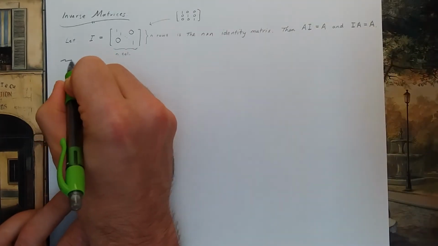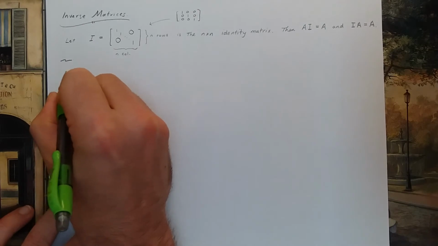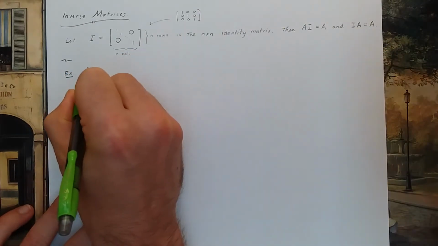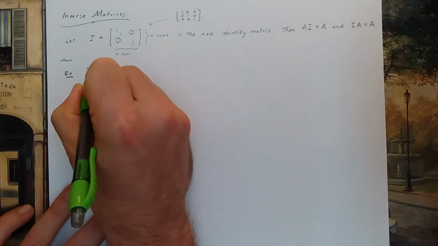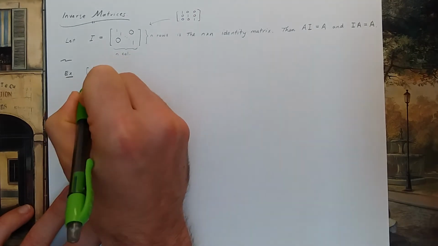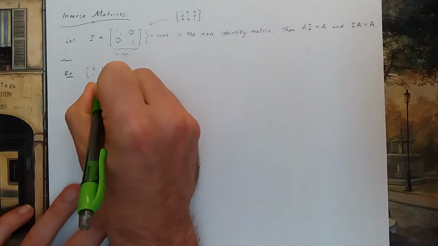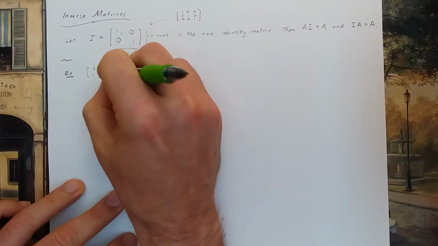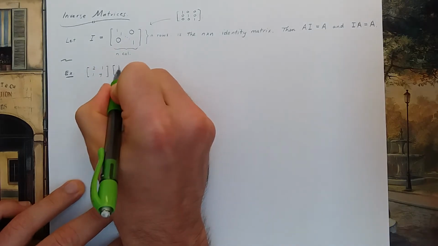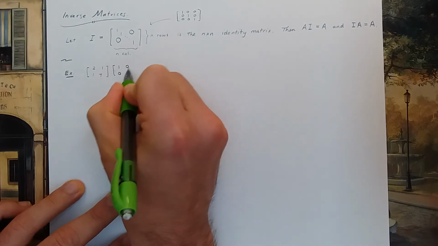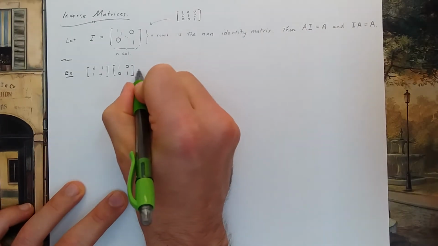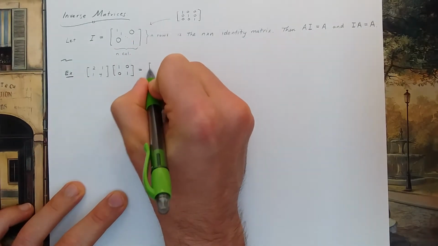Let's see why that's the case with an example. I think after we do an example, you'll see why this is true. Let's do a 2 by 2 matrix. So what if I did 2, 1, 1, 4? Let me multiply that times the 2 by 2 identity matrix, 1, 0, 0, 1.